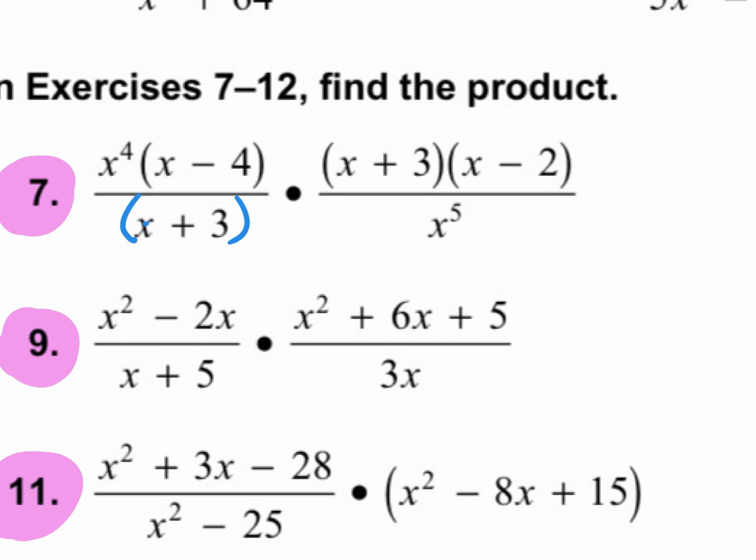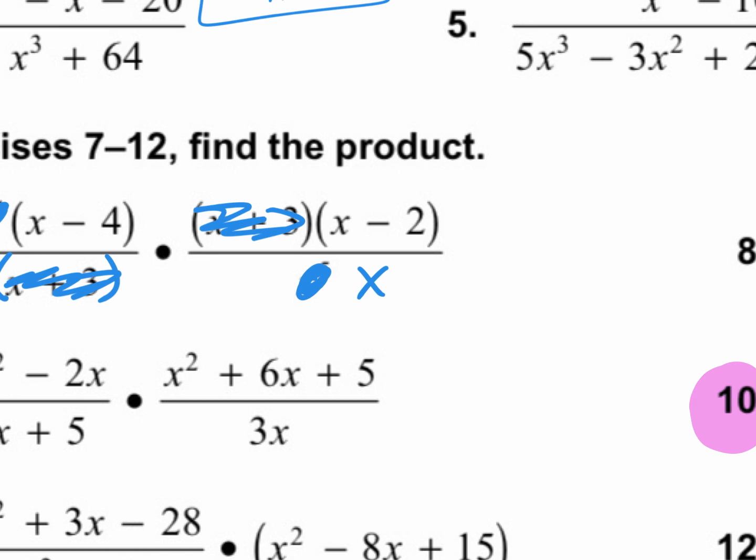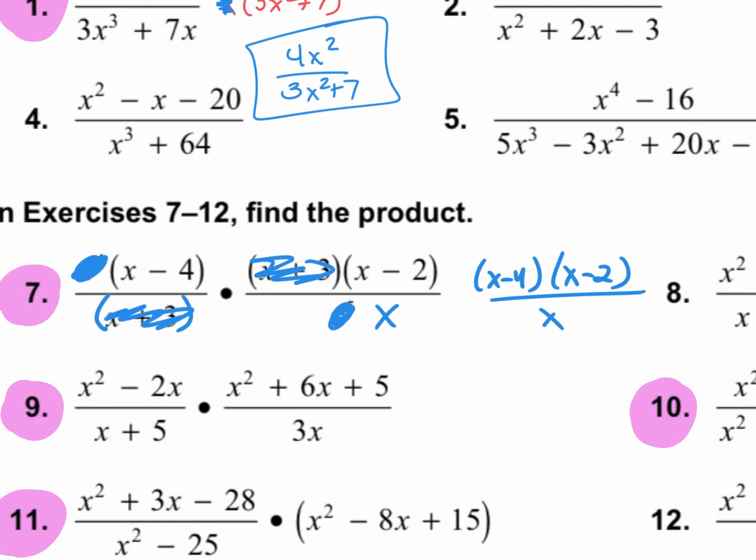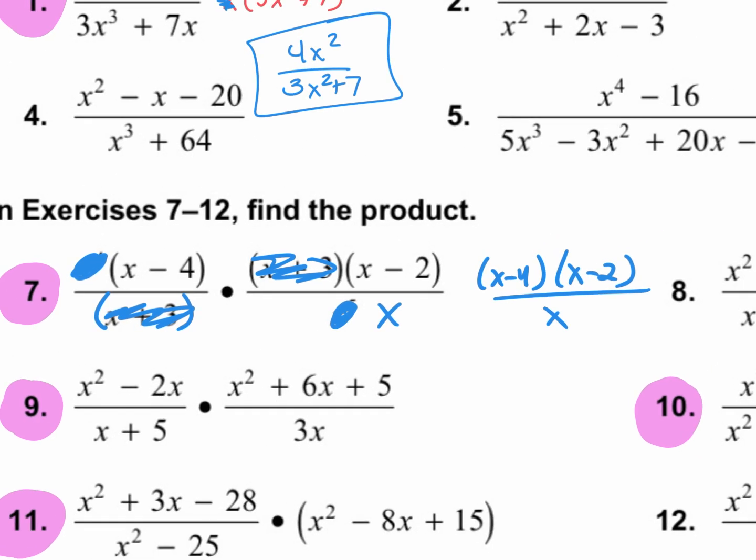X plus 3? Okay. Anything else? I have 4x's up here, and I have 5 down here, so it leaves me with how many? Just 1. So what is my simplified answer? X minus 4 times x minus 2 over what? X. Can I cross out any of the x's? No, because they are attached to that plus or minus sign. Good.